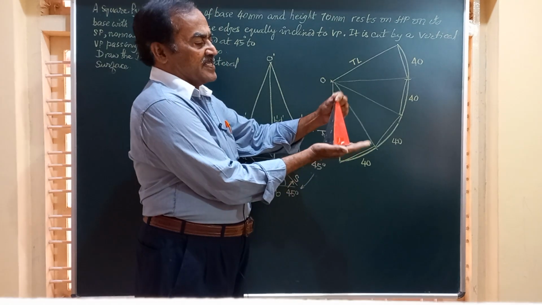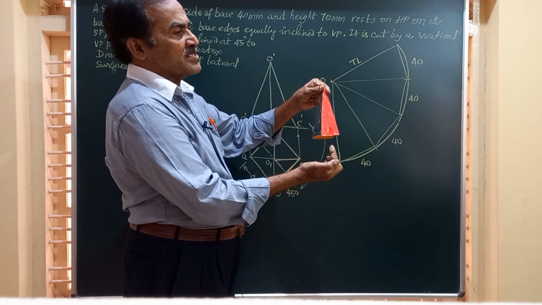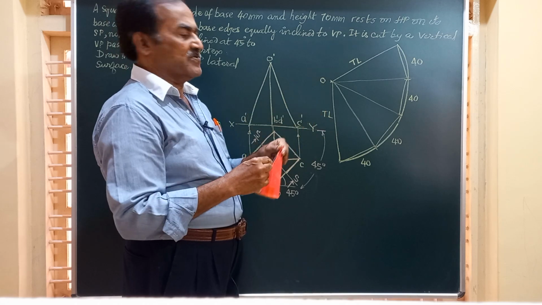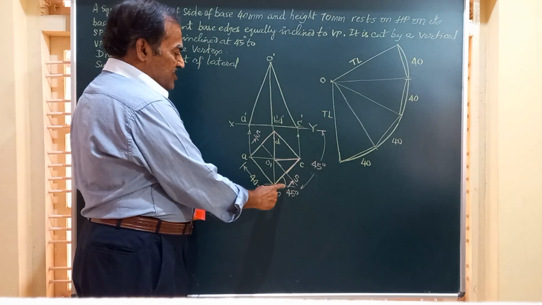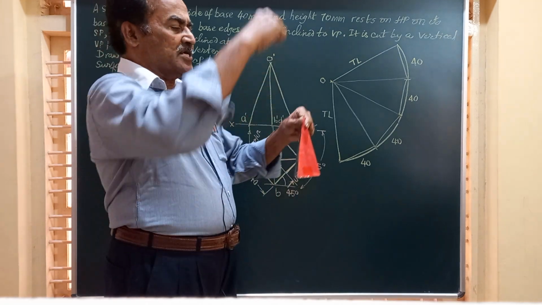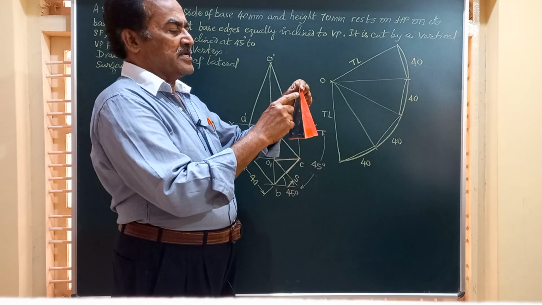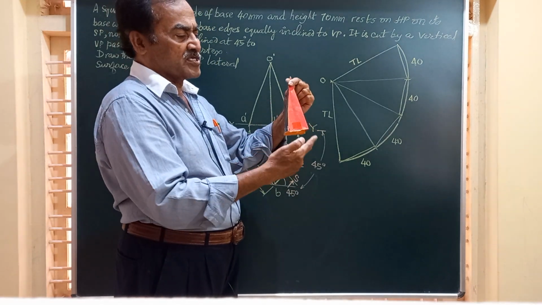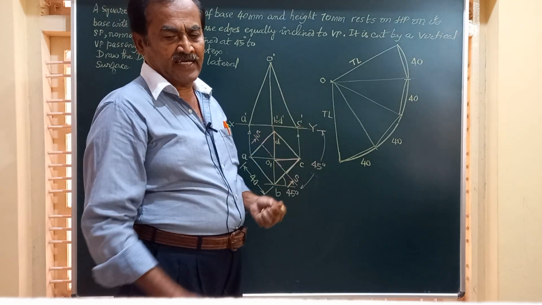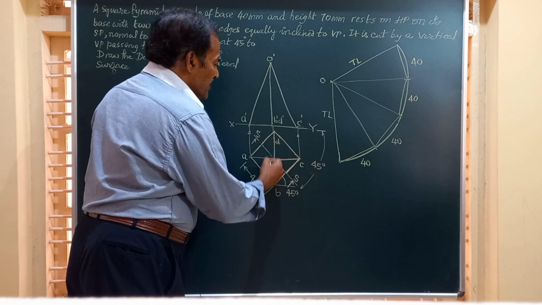So I place it like this, and if you look from the top, you will see the base ABCD with these two edges at an angle of 45 degrees to VP. This is what I have shown here, and this is how it appears. In the top view, you can see the vertex O, and that is connected to all these corners A, B, C, and D by these four slant edges. So friends, I have got this top view, a square.